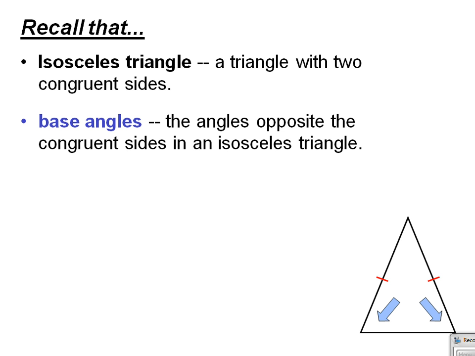So again, an isosceles triangle is a triangle with two congruent sides, and base angles are angles opposite the congruent sides in an isosceles triangle.